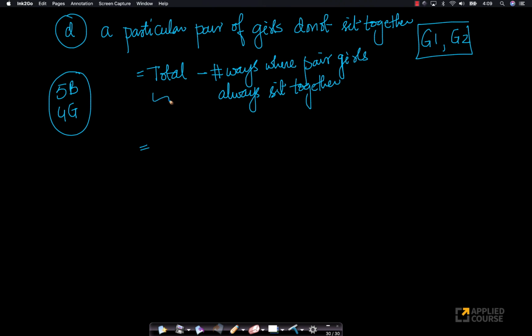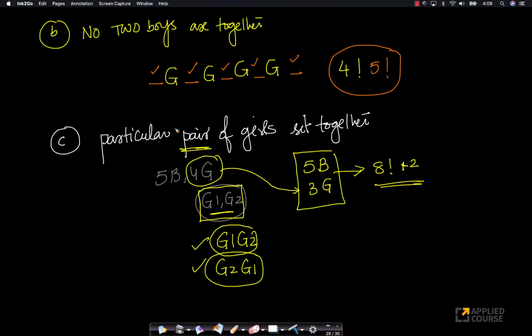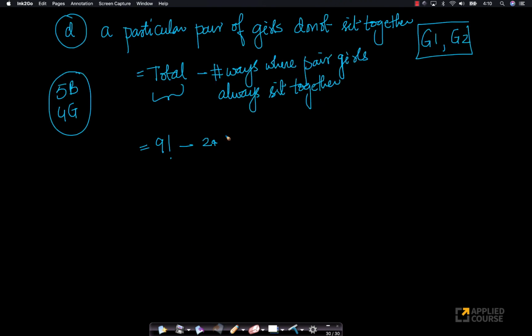So what is this equal to? What is the total number of ways I can seat 9 people? 9 factorial ways. Minus, here we've already computed the case where a particular pair of girls always want to sit together, and that is 2 into 8 factorial. Now what do I get? This is the number of ways in which a particular pair of girls do not sit together ever.